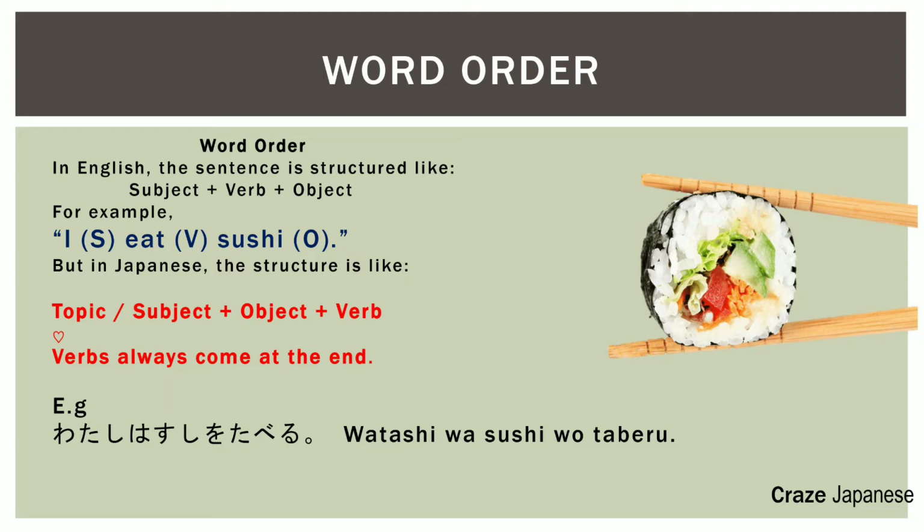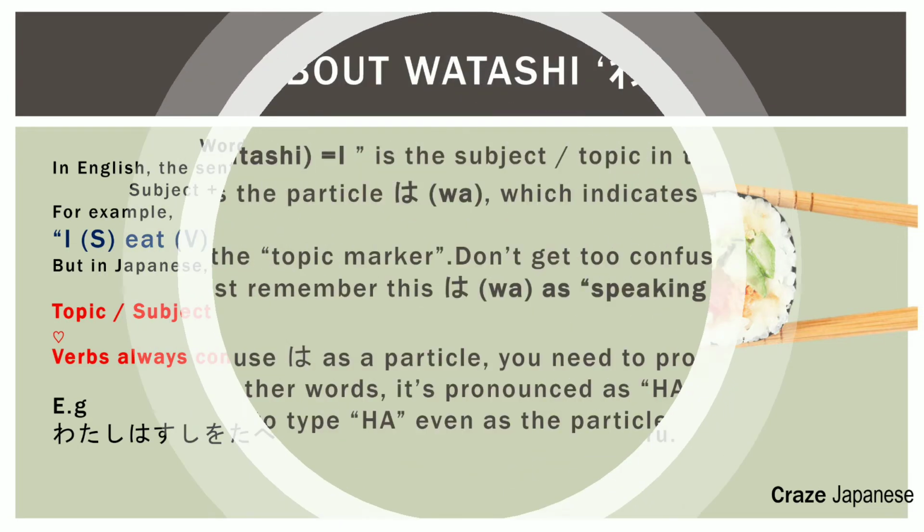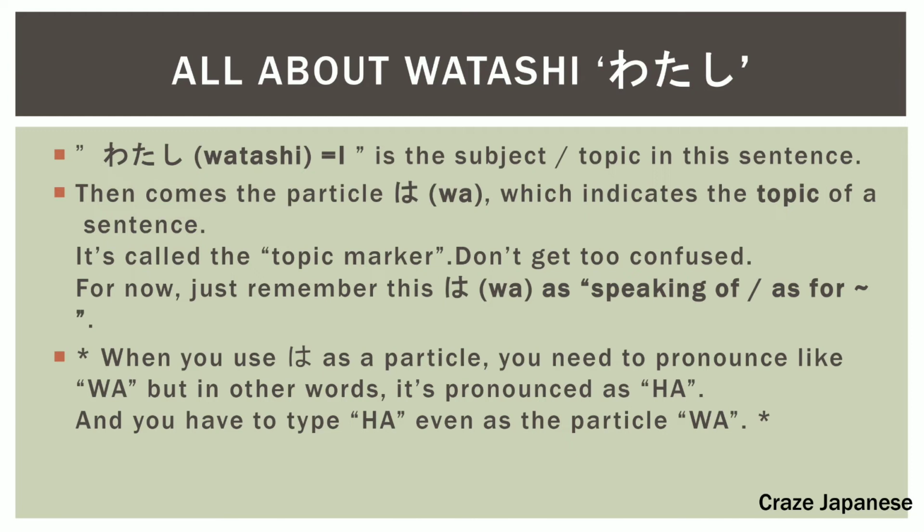Like if you know Hindi, right? We say मेरा नाम जसरीन है. Like Hindi. If you know Hindi, you can easily learn Japanese because the sentence structure is the same. It's easy. So now let us know all about watashi.